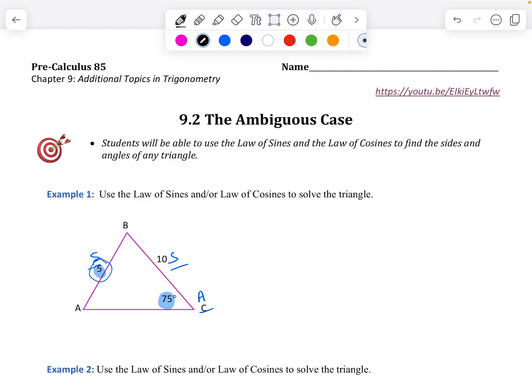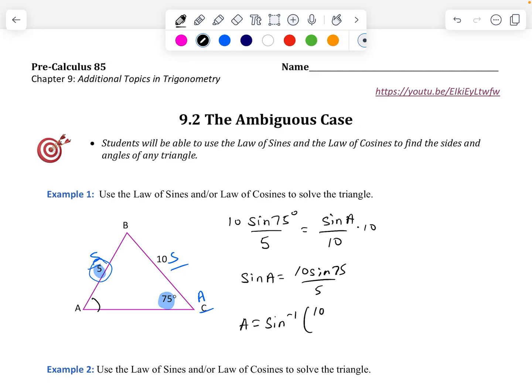All right, so this is what you're going to do. The first thing that you're going to do is your law of sines. So you're going to do sine of 75 degrees is to 5 as sine of angle A is to 10. I am going to multiply out my 10, and I'm going to get sine of A equal to 10 sine 75 over 5, and therefore A is equal to sine inverse of 10 sine 75 over 5.